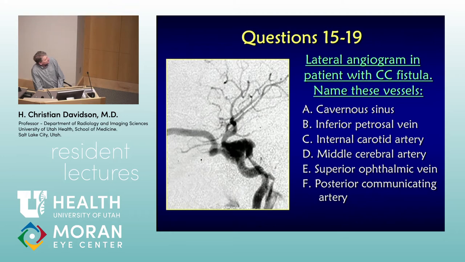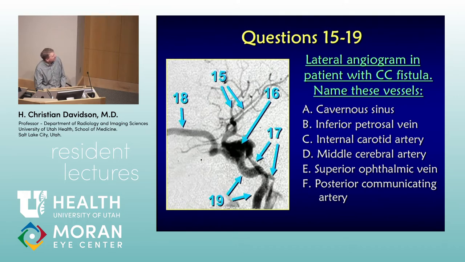All right, this is a lateral view of a digital subtraction angiogram. And this is a patient with a CC fistula, a lateral view. So I'm gonna show you a bunch of vessels and you're gonna tell me which ones are which. So we've got 15 through 90. So we've got five vessels I'd like you to identify. And pick from cavernous sinus, inferior petrosal vein, internal carotid artery, middle cerebral artery, superior ophthalmic vein, and posterior communicating artery.